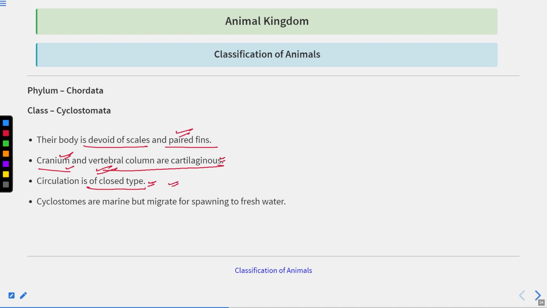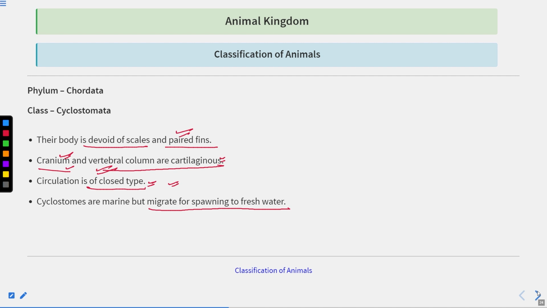Cyclostomes are marine but migrate for spawning to fresh water. They migrate from the marine environment to the freshwater environment. So this type of fish is showing migration. These are some of the unique features of this phylum.